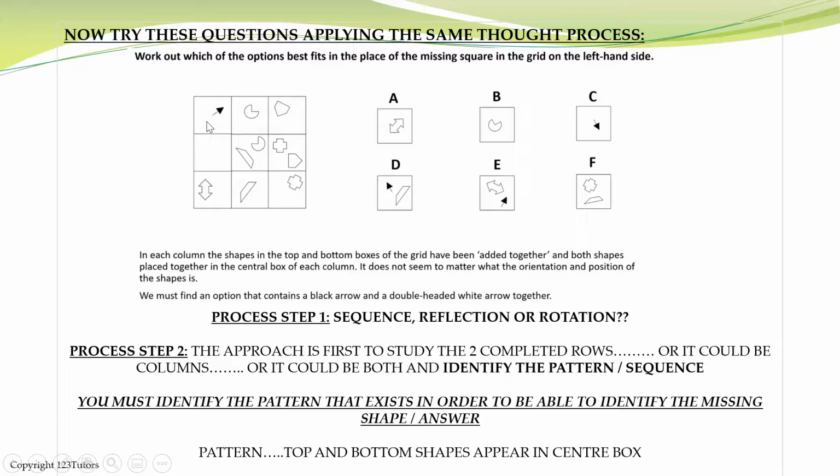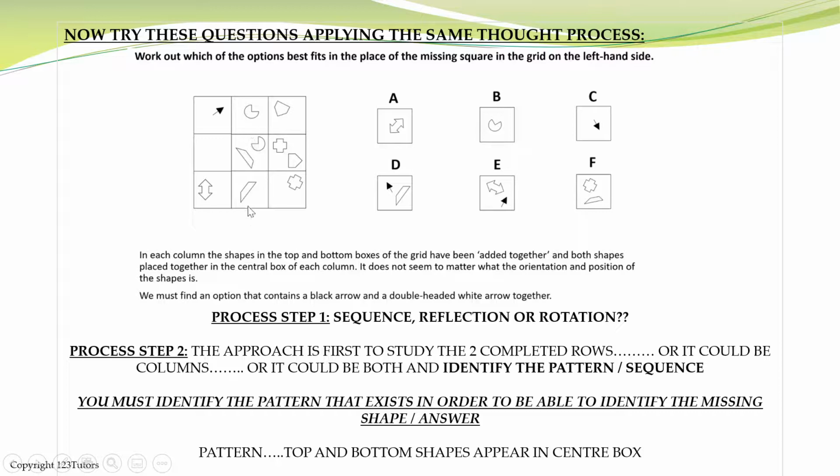Here, again identifying, is it a sequence, a rotation or reflection? Clearly not a reflection. I don't think there's a rotation going on, because you've got different types of shapes in each box. Therefore it's going to be a sequence. And again, look at the completed columns.